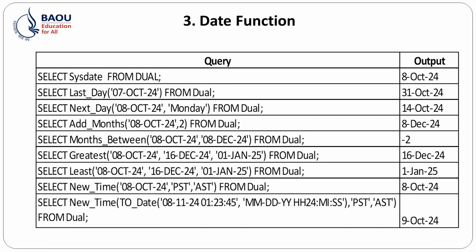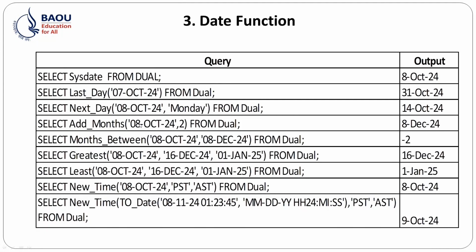Here select the system date from the dual. Here dual is the inbuilt table which has one row and one column. The system date displays the current date. The last date displays the last day of this month. The next day displays the next Monday from 8 October 2024. The next Monday is on 14 October.